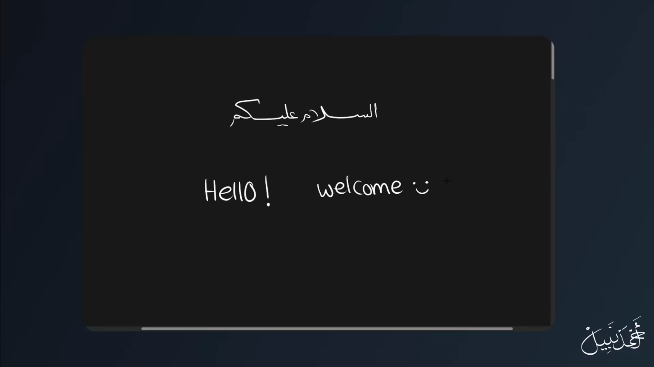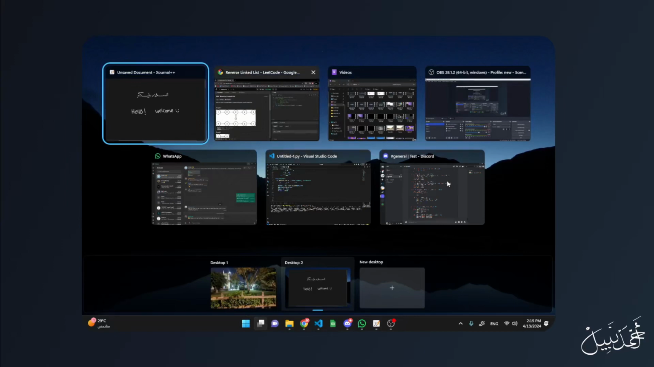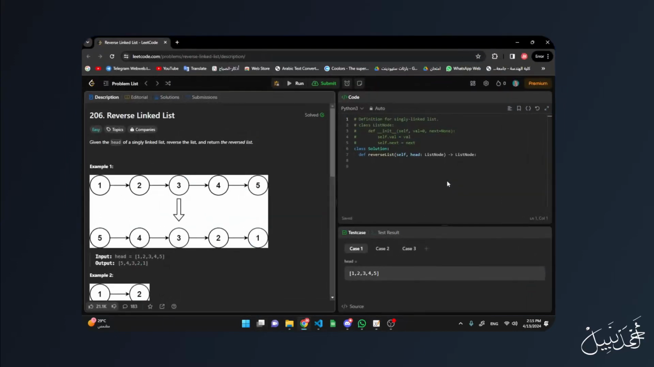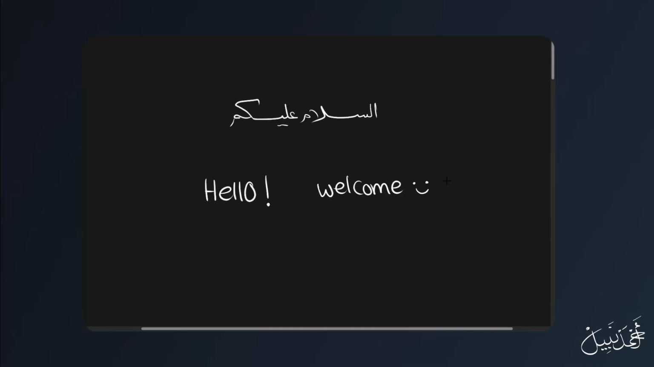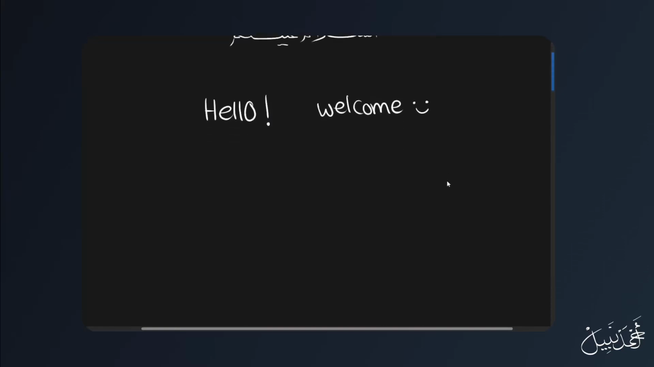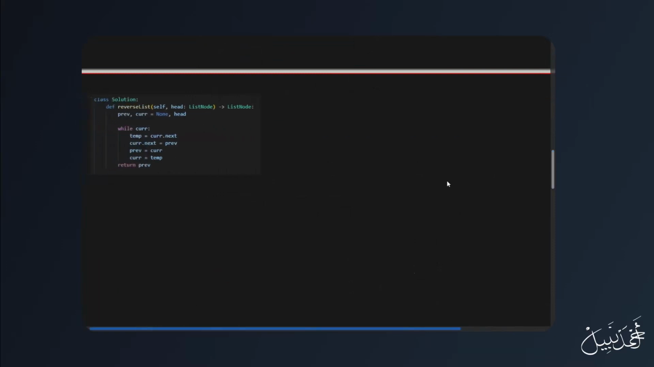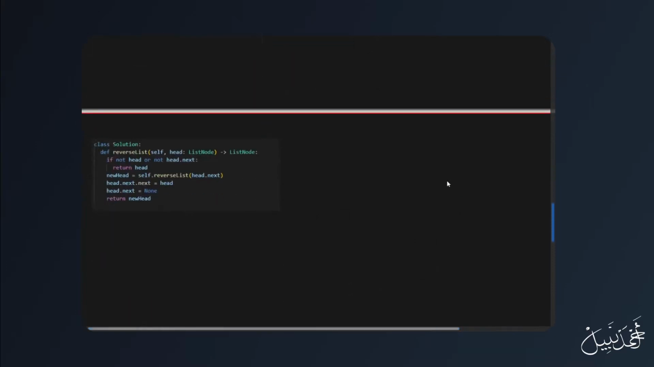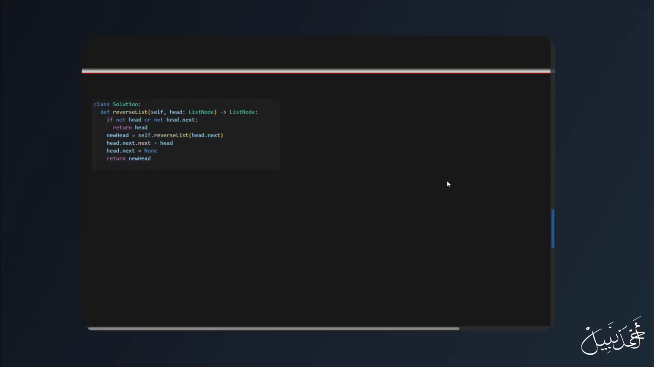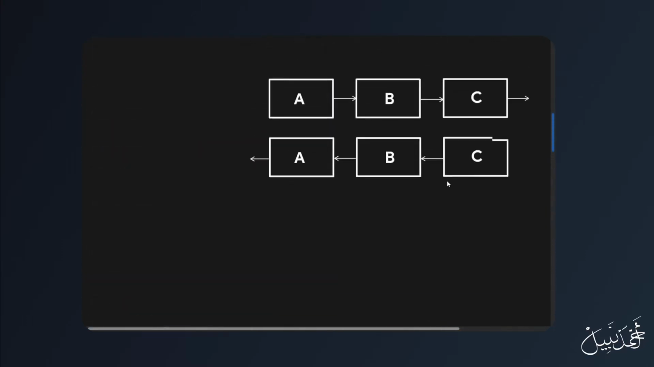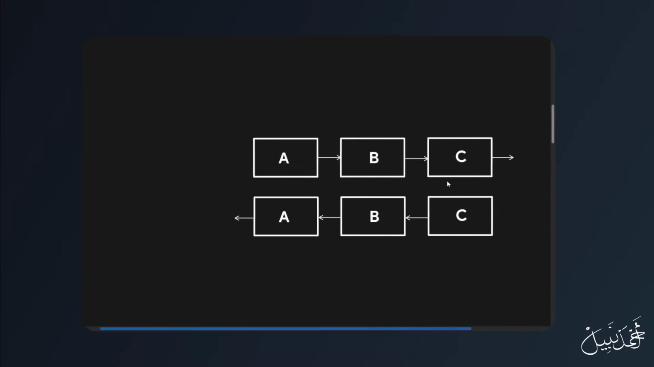Today's video, inshallah, we're going to look at this problem, which is reverse linked list. There are two approaches to solve this problem, and we will explain both of them. The first one uses a normal while loop, and the other one uses a recursive solution. So stay tuned till the end of this video.